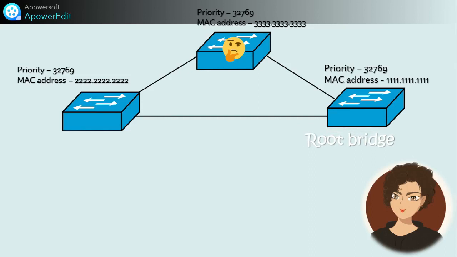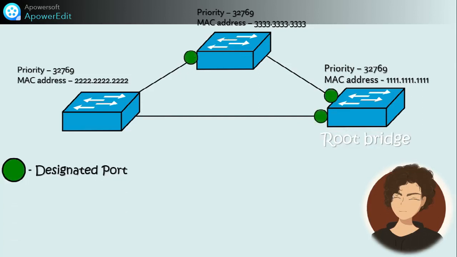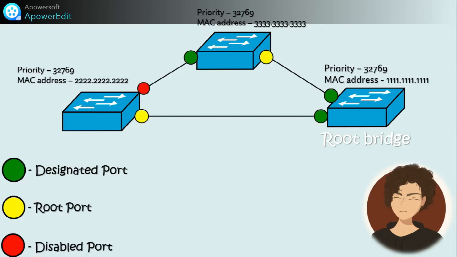But of course, they have to go through ports, the little cables connected. A designated port is a network segment that is close to the root bridge. A root port is a non-root bridge switch port that is close to the root bridge. A disabled port is shut down by the admin.